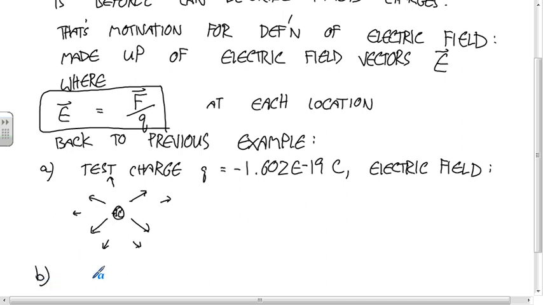And for part B, the test charge, lowercase q, is equal to plus 1.602 times 10 to the minus 19th coulombs.